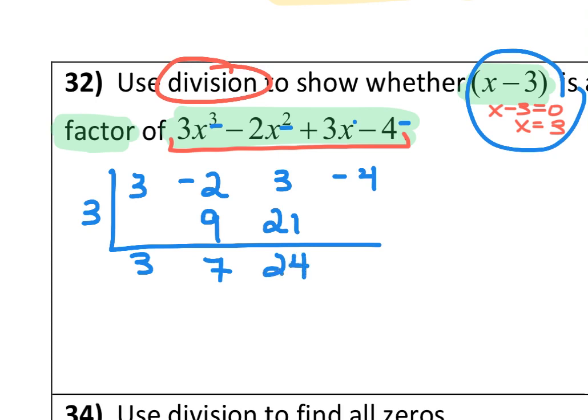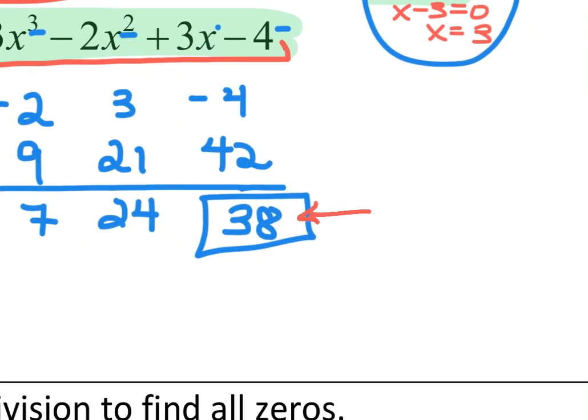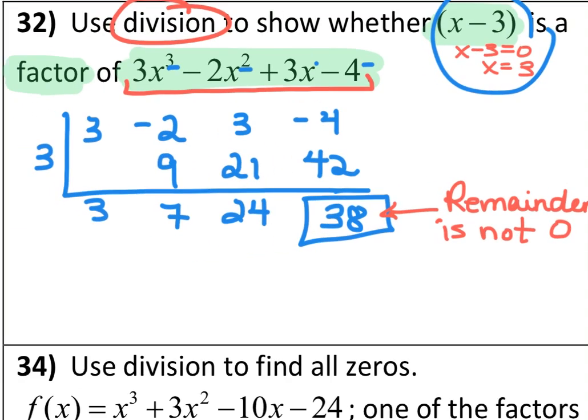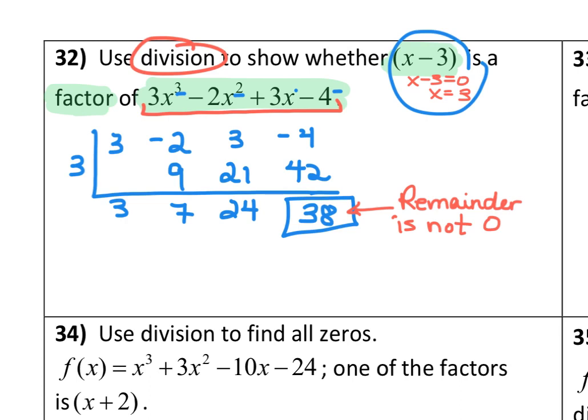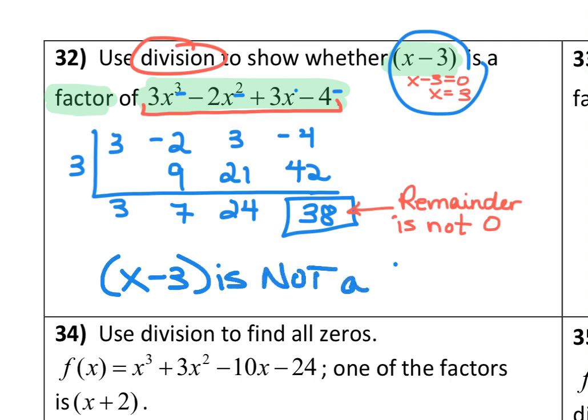24 times 3, grab your calculator, multiply. 24 times 3 is 72. Negative 4 plus 72 is 68. And since the remainder here, remember that it is your remainder, since the remainder is not 0, then x minus 3 is not a factor.